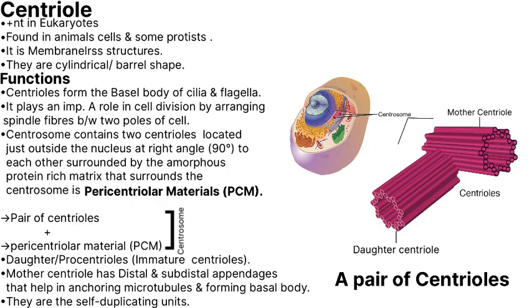And their another function is in the animal cells. The centriole plays an important role in cell division by arranging the spindle fibers between two poles of the cell. The location of the centriole during the cell division decides the plane of the division, and the plane of division is always at a right angle to the spindle. Let's see what I'm saying. Now let's see their structure first.